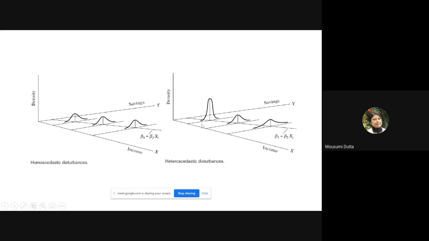So the pattern of saving is very similar in a low income group. It is changing for middle income and it is changing a lot. The spread is very high, a platykurtic distribution in the context of high income group. So the first diagram is indicating homoscedastic distribution of the scatters around the line, and therefore the error distribution is homoscedastic. In the second case, the error distribution is heteroscedastic.